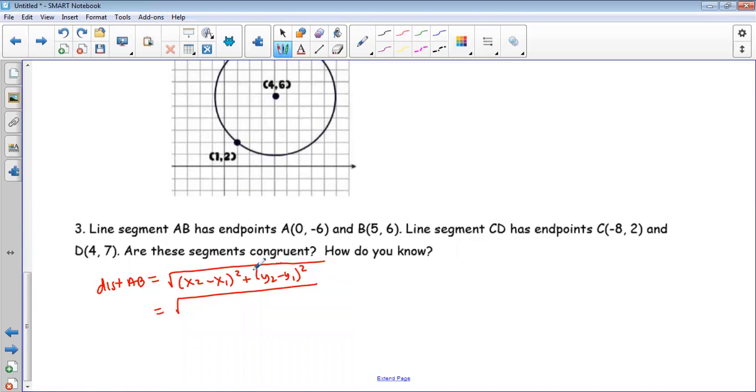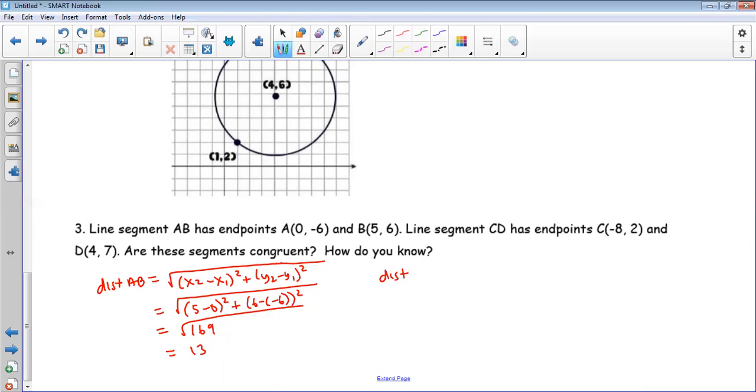So it's equal to the square root of 5 minus 0 squared plus 6 minus negative 6 squared. 5 minus 0 squared is 5 squared is 25. 6 minus negative 6 is plus a positive 6 is 12. 12 squared is 144. 25 plus 144 is 169. So the square root of 169 is equal to 13.